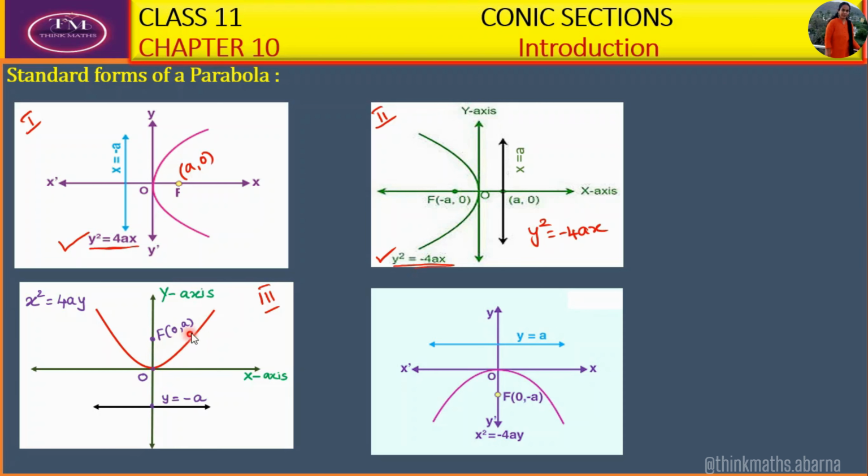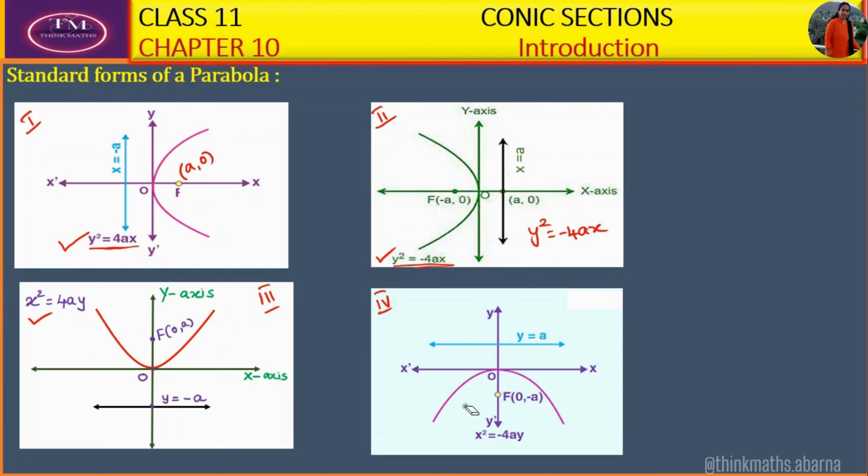Next, third one. In this, the parabola mouth is open in the positive side of the y-axis. So therefore, the focus will be at 0 comma a. Then the directrix will be on the negative side of the y-axis. That is y is equal to minus a. So this is the directrix. Then the equation of the parabola is x square equal to 4ay. This is the equation of the parabola. Okay, clear?